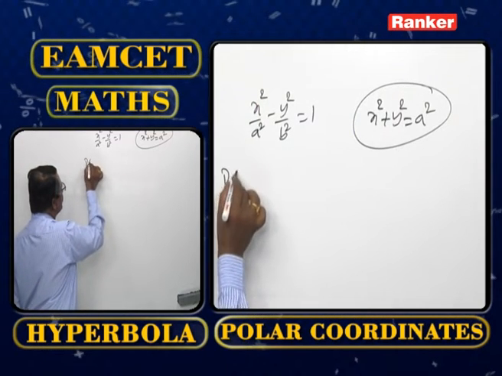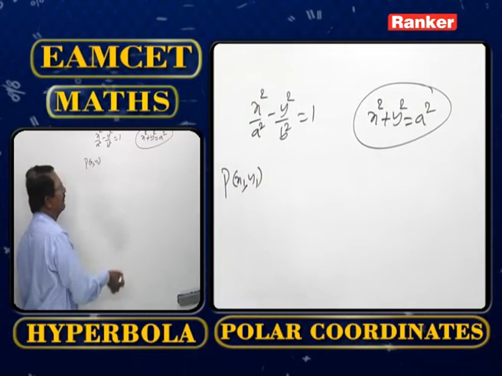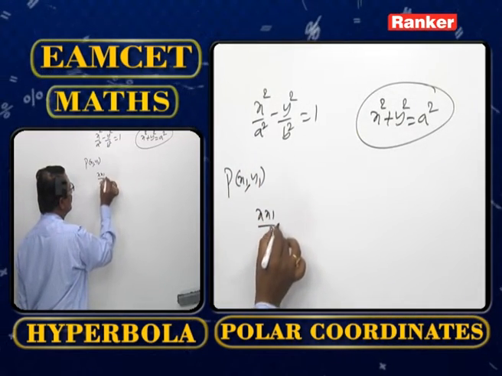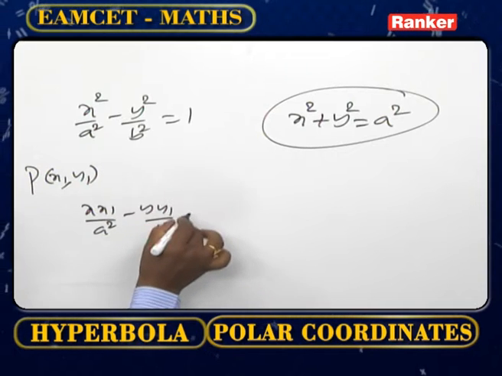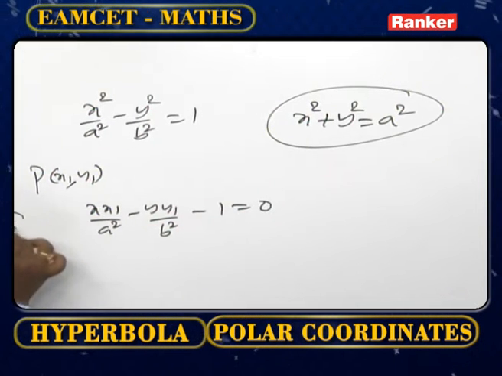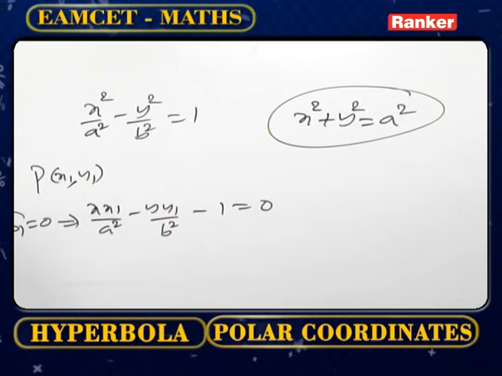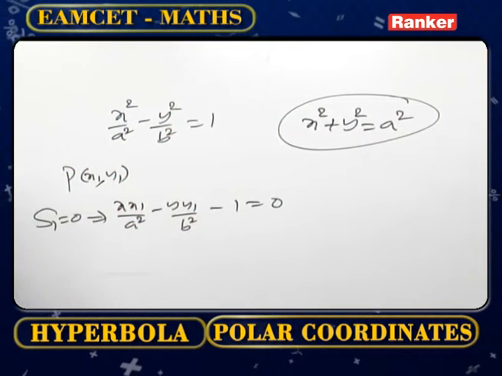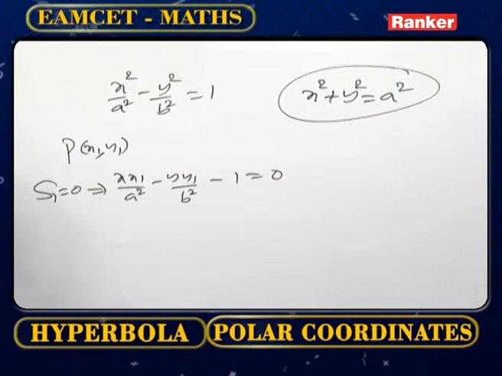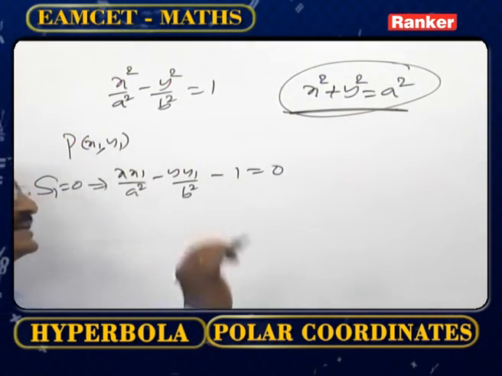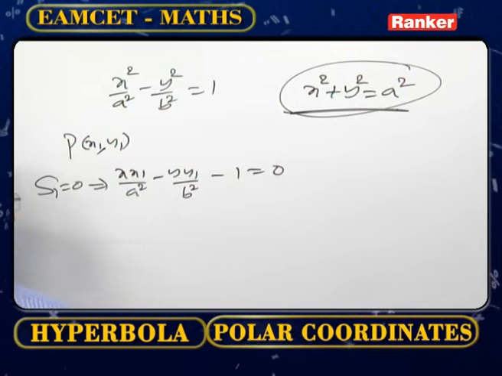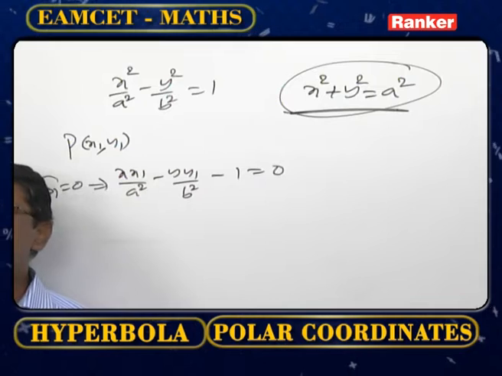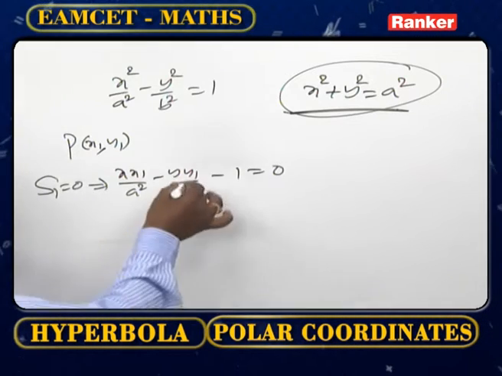Now first consider P(x1, y1) as the pole. The equation of the polar of P with respect to the hyperbola is x x1 by a square minus y y1 by b square minus 1 equals to 0, or S1 equals to 0. But it is tangent to the auxiliary circle x square plus y square equals a square. Now, when a straight line and a circle touch each other, the perpendicular distance from the center of the circle to the line equals the radius.